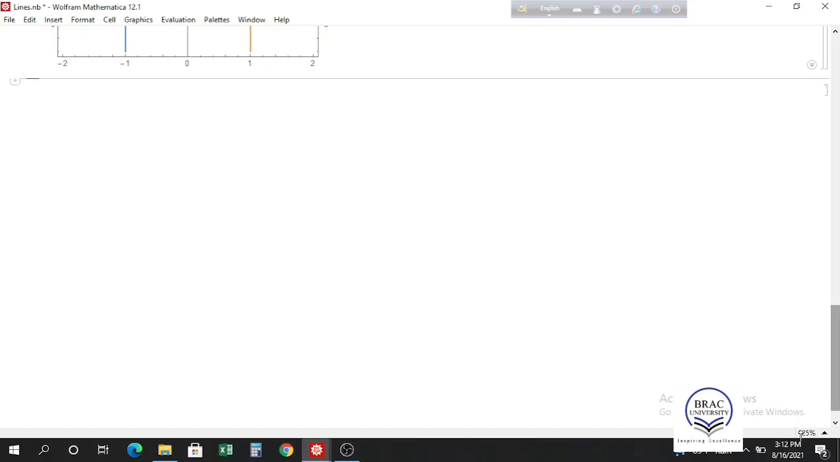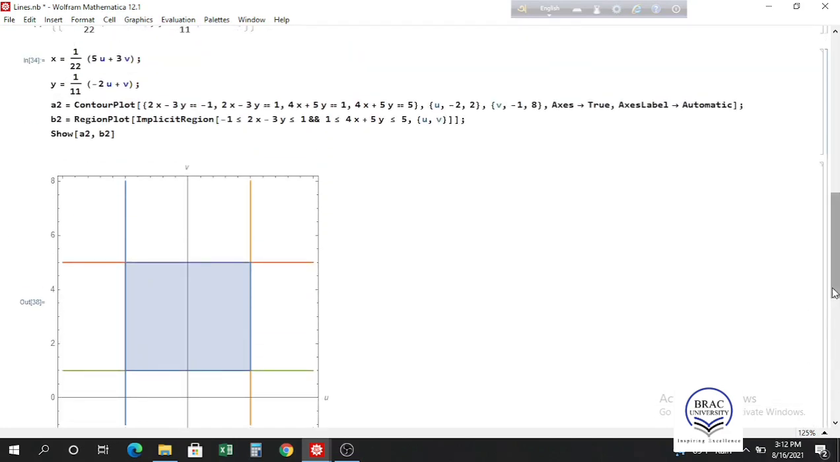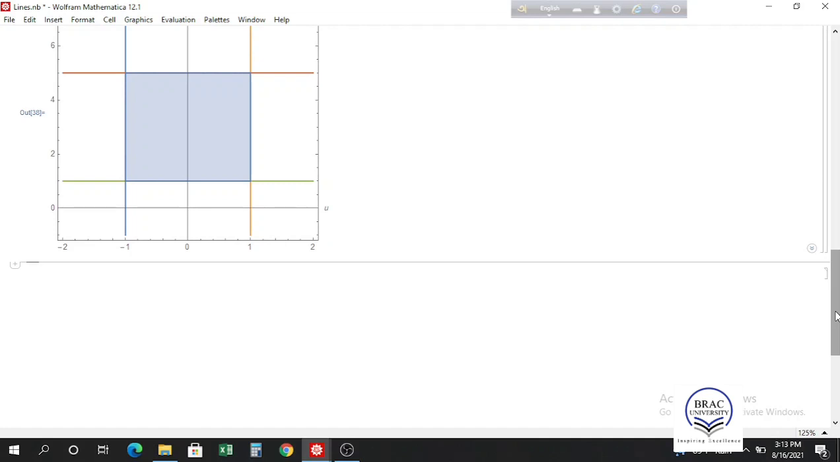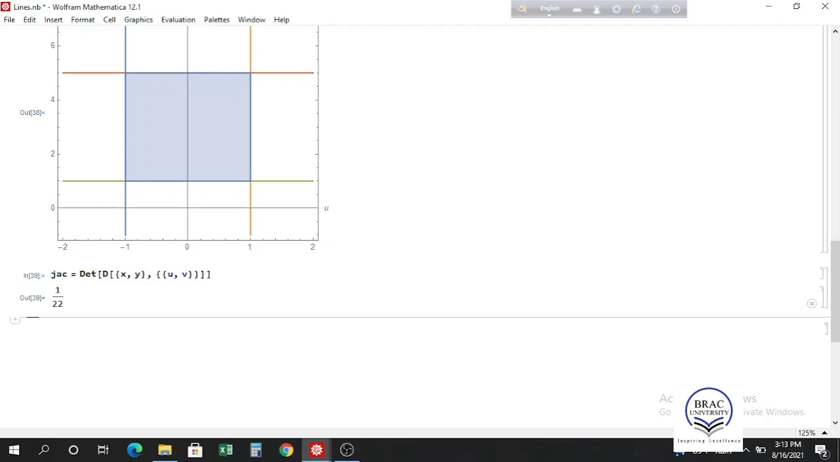Now, as we have already defined x and y, we can easily find the Jacobian. So let's set a variable, Jac, equal to the Jacobian. So the partial derivative sign, and x, y inside the curly braces, and then give double curly braces and write u, v. Then we have to give the determinant command. So write Det with capital D and keep the whole thing inside the square bracket. So the Jacobian for our transformation is 1 by 22.